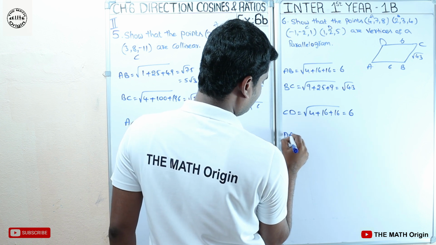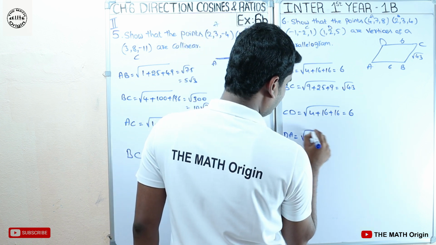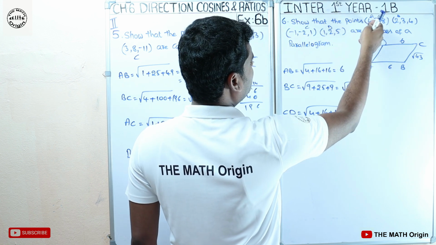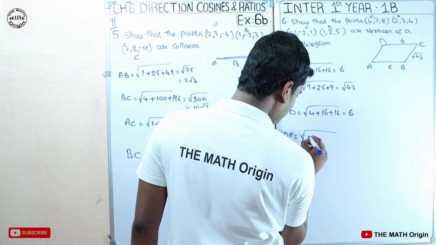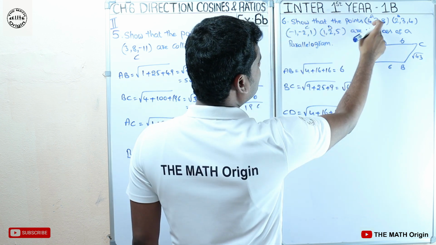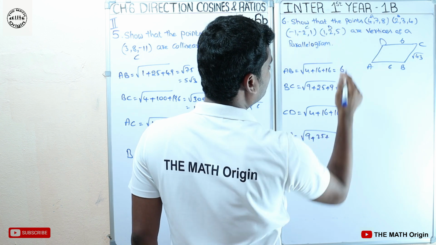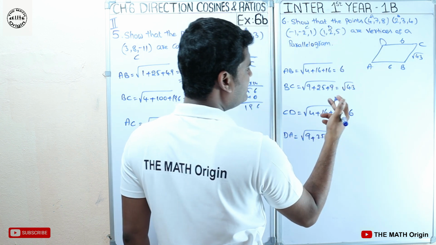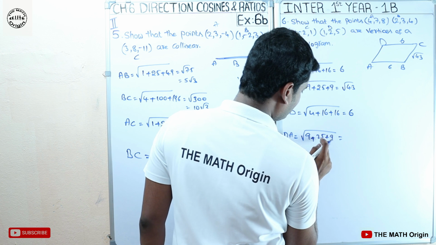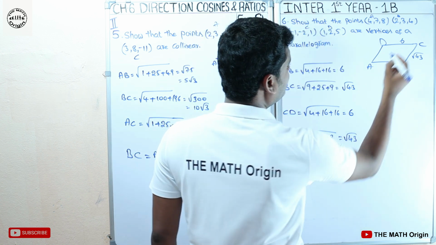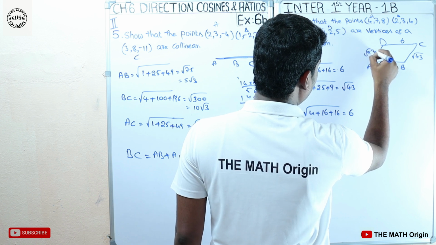Next DA. Okay, DA value will be 4 minus 1, 3 square is 9, plus 7 minus 2, 5 square is 25, plus 8 minus 5 is 3, 3 square is 9, which is 25 plus 18, root 43. Therefore it is root 43.